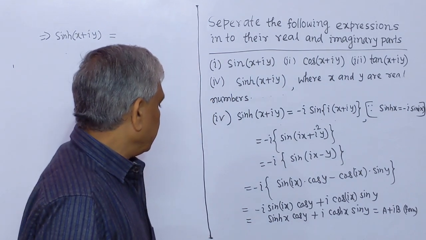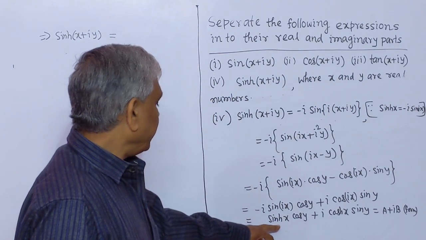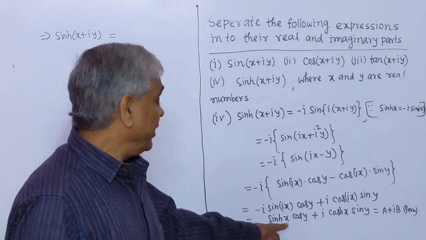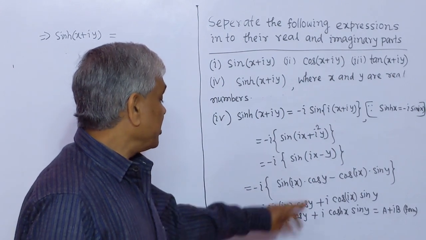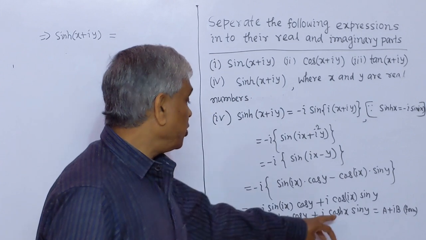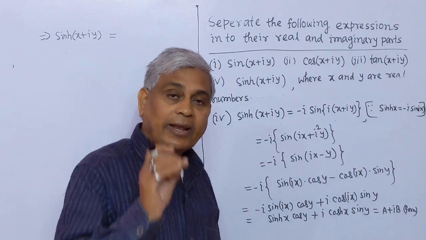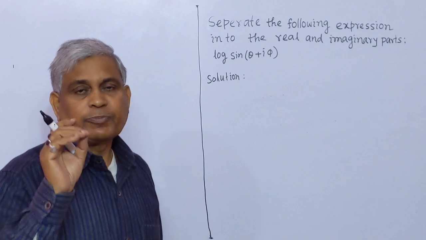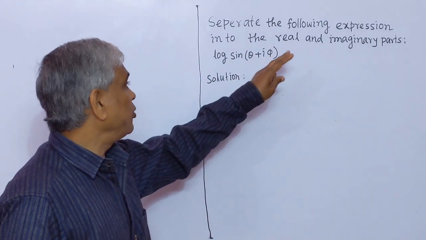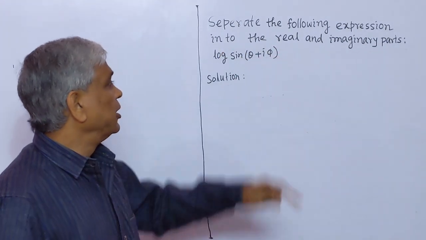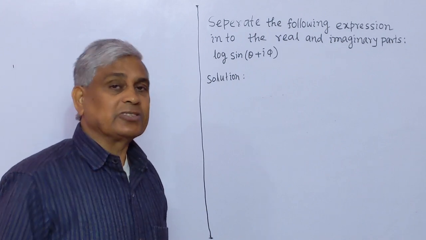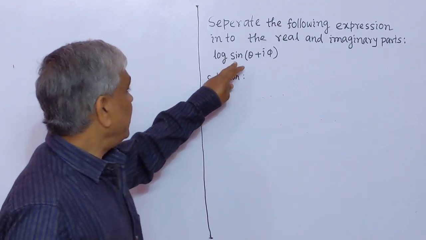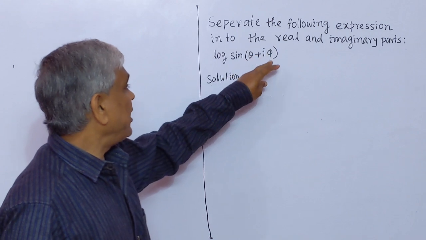Here it is true that when x is a real number, then sin hx will be a real number. Similarly, cos hx will be real numbers. Now we solve the next problem. Next problem is separate the following expression into real and imaginary parts. Problem is log sin theta plus i phi.